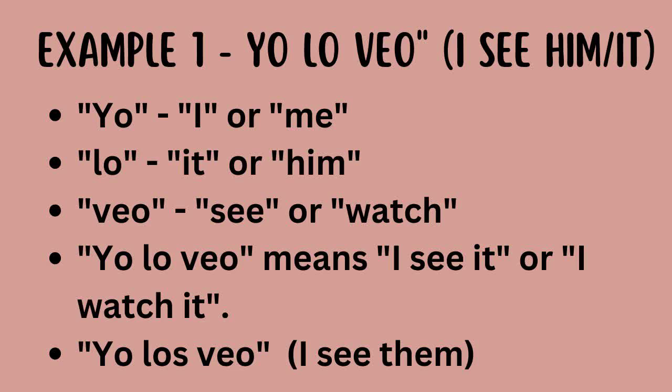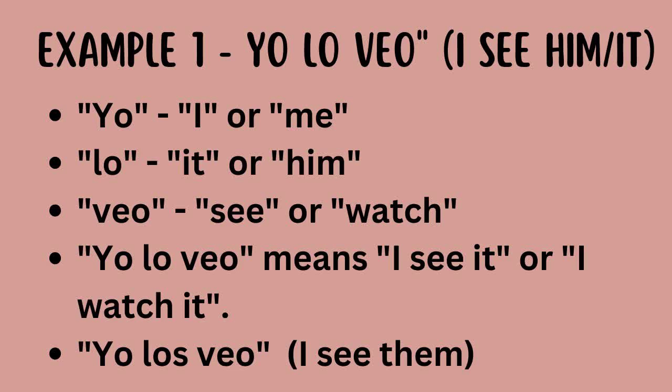The word lo is a word that replaces a noun or object, so you don't have to repeat the same word again. It's like a shortcut or a code that saves you time and effort. For example, if you see a ball in the park, instead of saying I see the ball, you can say I see it by using the word lo. Similarly, if you watch a movie with your family, instead of saying I watch the movie with my family, you can say I watch it with my family by using the word lo.